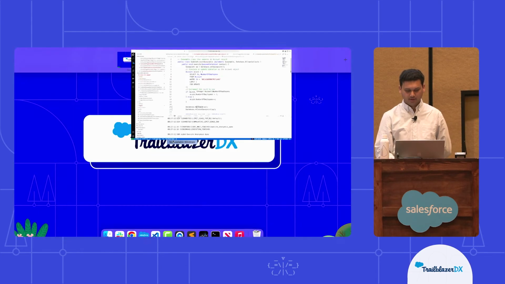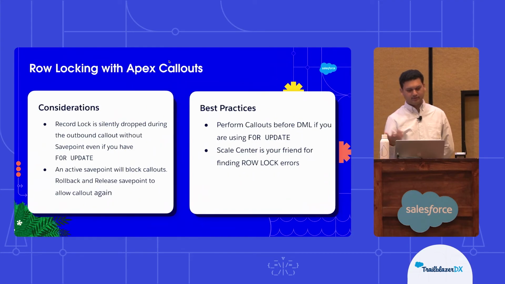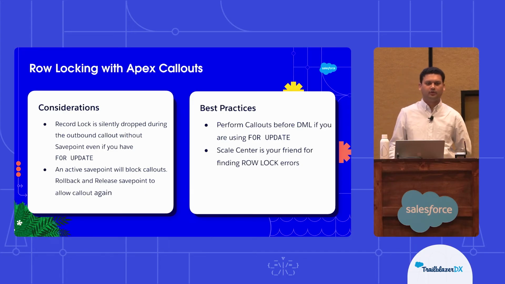Cool. Perfect. All right. So here are some of the best practices or considerations, I would say, when you are doing Apex callout within Queueable with the row locking scenario, if you have it. These use cases are pretty advanced.